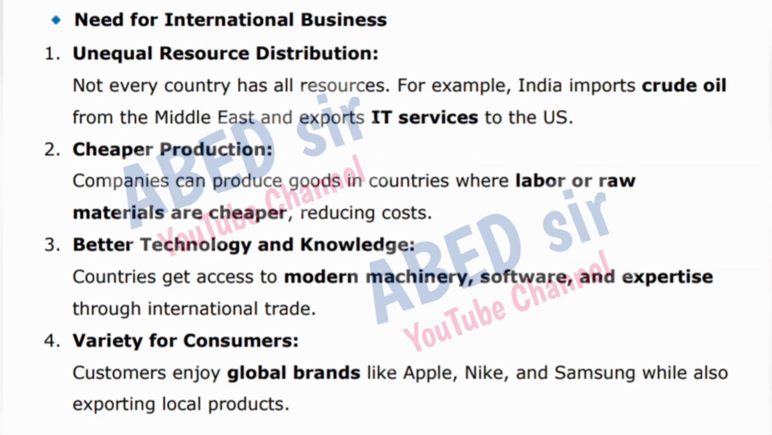Need for international business. 1. Unequal resource distribution. Not every country has all resources. For example, India imports crude oil from the Middle East and exports IT services to the US. 2. Cheaper production. Companies can produce goods in countries where labor or raw materials are cheaper, reducing costs.